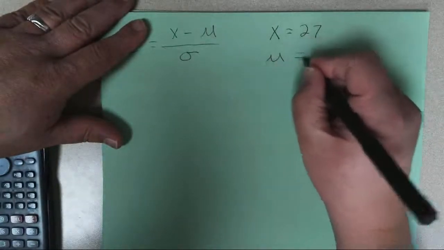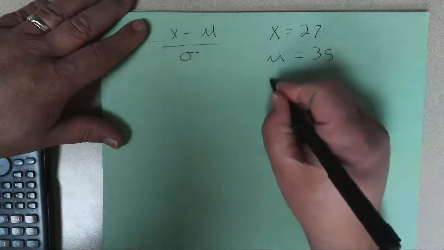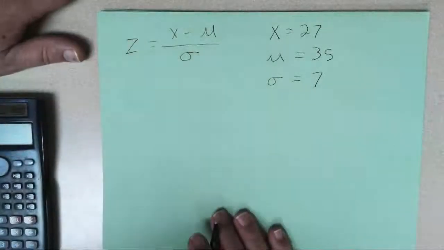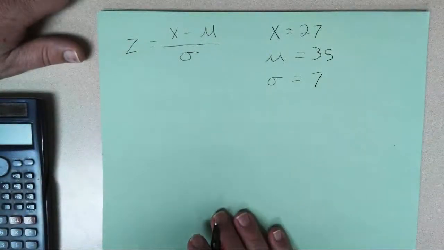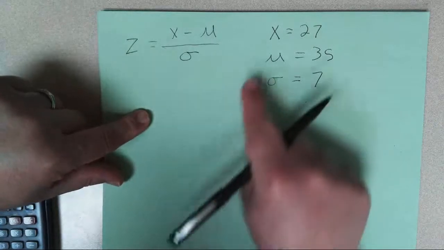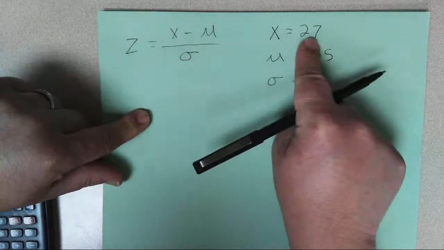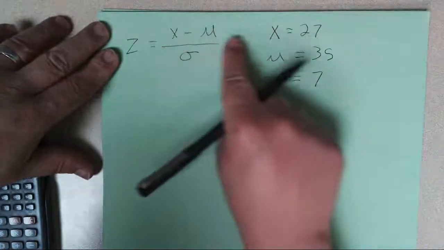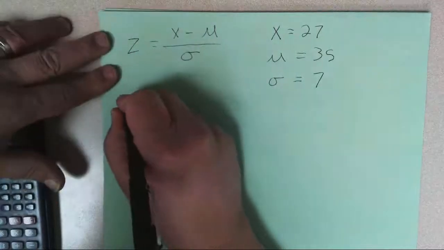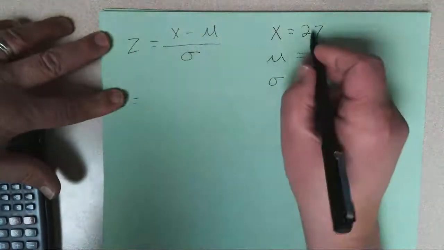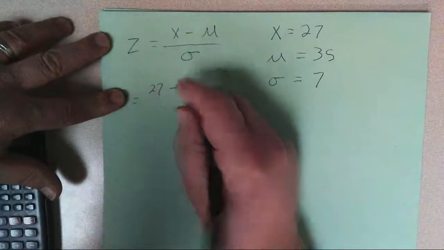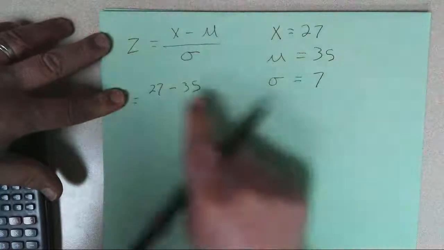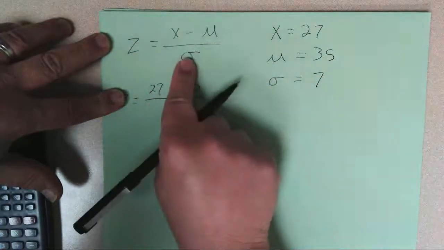And we'll say the mean was equal to 35. And we'll say the standard deviation was equal to 7. Let's just say those were the values. This is a formula where I would want to convert this x, the 27, into the z-score. And you don't know what that means yet, but what I'm going to do is I'm going to put these numbers into the formula. Okay, so 27 in for x, the 35 in for the u, and the 7 in for this symbol down here.